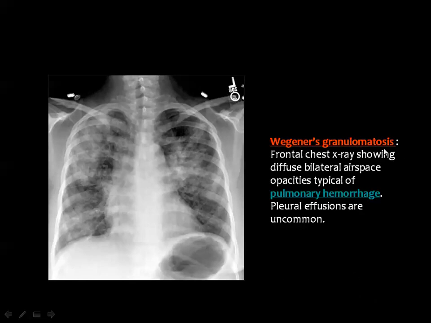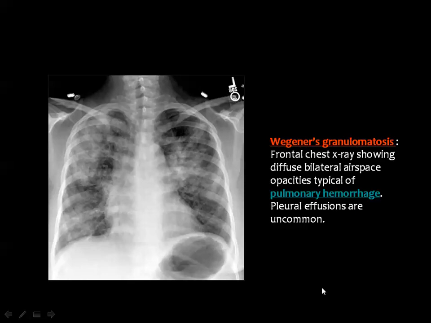This patient with Wegener granulomatosis showed bilateral patchy alveolar opacities. And of course, you know that patients with Wegener granulomatosis may develop pulmonary infection as well, and they may present with patchy opacities of pneumonic consolidation.